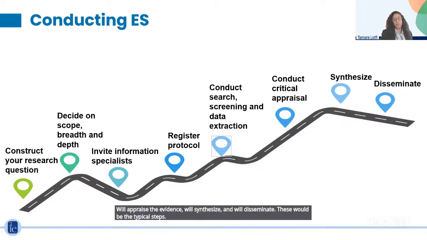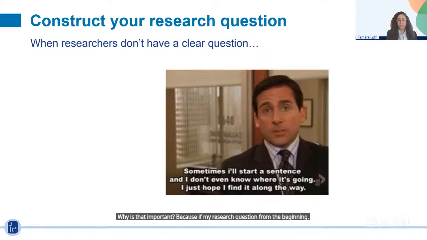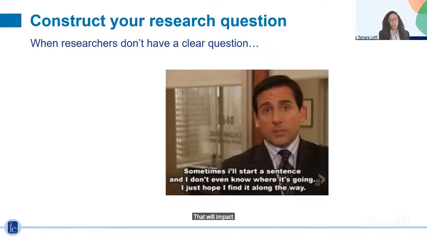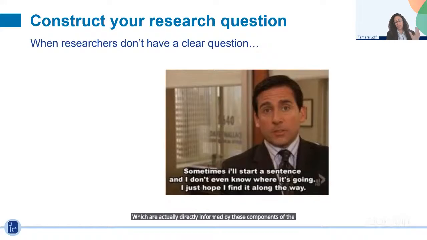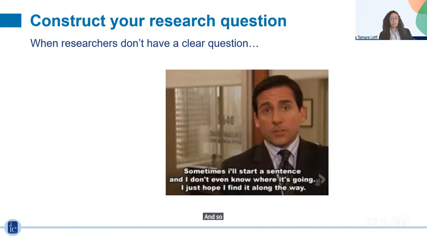And so if we want to focus again on constructing the research question, why is that important? Because if my research question from the beginning is not very nicely formulated, its components are not clear, that will impact my search strategy. That will also impact my eligibility criteria, which are actually directly informed by these components of the research question. And so, as you see, it's a domino effect later on.